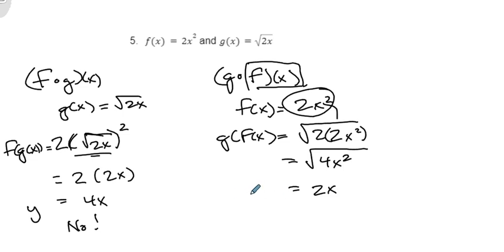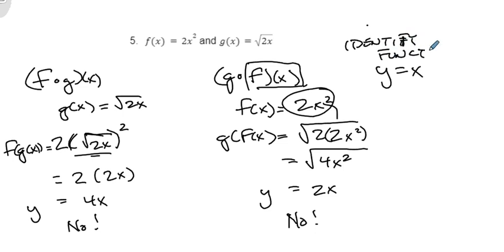So you get things that are similar to each other, but they're not the identity function. They're not y equals x. That is what we are looking for: that y equals x is our identity function. We did not find that in either of our examples. So in both of those cases, you can confidently say they are not inverses of each other.